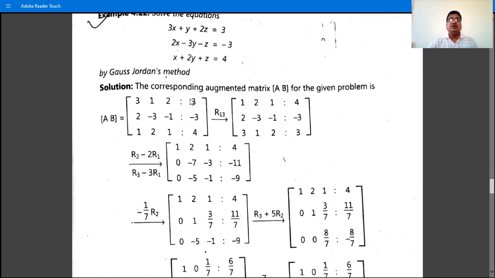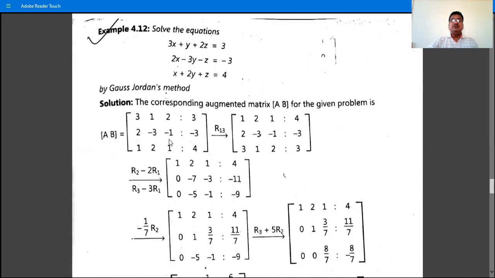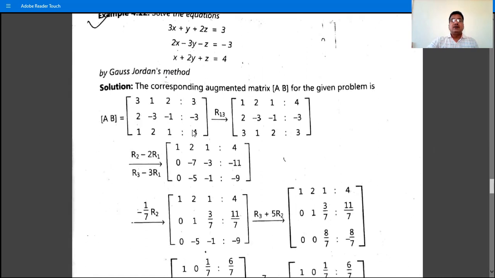Now we have to solve this system by using Gauss-Jordan method. Means we have to reduce the system to reduced row echelon form. In the Gauss elimination method, we have to reduce the augmented matrix to echelon form or row echelon form. But in Gauss-Jordan method, we have to reduce this augmented matrix to reduced row echelon form.